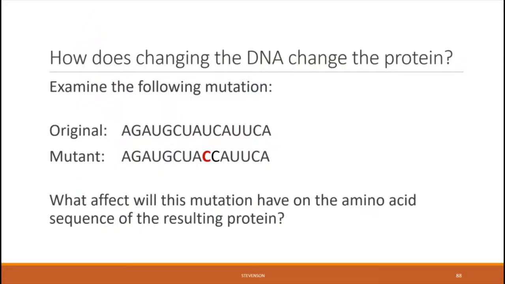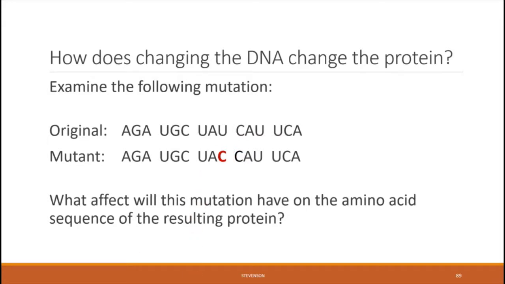So that's one type of mutation. Let's look at another one. Here we have, again, the original and the mutant. This time I've changed out a U for a C. The way to approach this question is, again, to divide the sequences up into sets of 3-letter words. And now we can see that the mutation is affecting this codon right here. It is a UAC instead of a UAU.